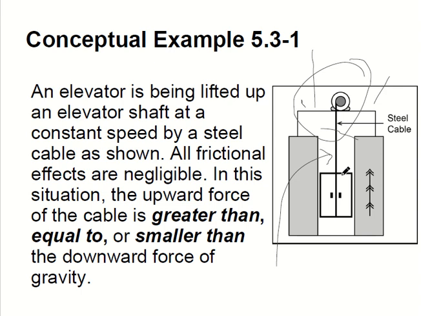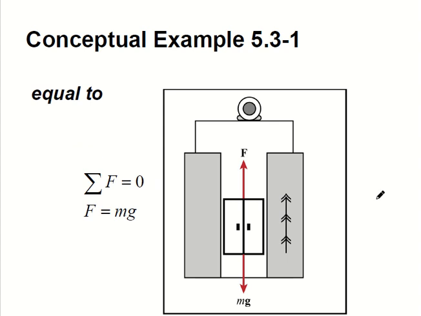Anyways, all frictional effects are negligible, and in this situation you're going to have an upward force of the cable right here, and that has to be greater than, equal to, or smaller than the downward force of gravity. So you have to understand what the action and reaction is, and how the resultant motion, either up or down, is happening. When you look at it, by Newton's third law, your action and reaction on that axis are always equal. Therefore your weight mg and your upward force F are equal.